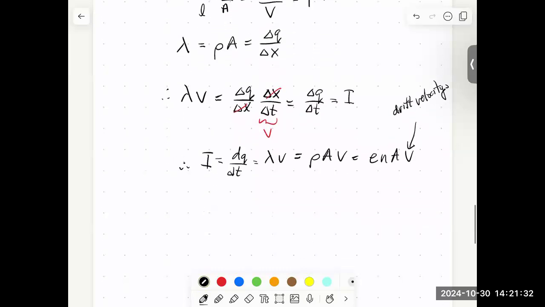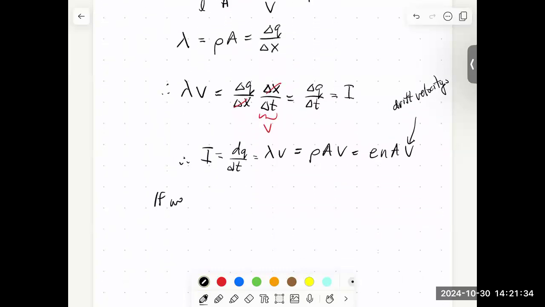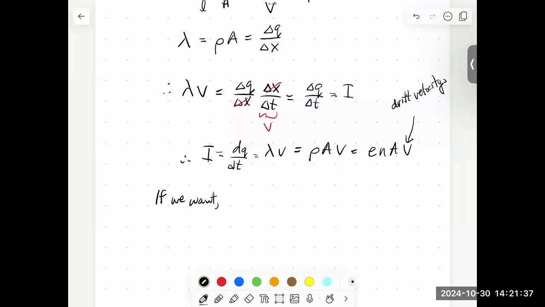All right. So if we want, we can define the current as a vector. So it's either going to be moving to the right in our wire or to the left. And so we could say I is equal to lambda times the velocity vector, just using this relationship where the current is in the direction of the motion of the charges.